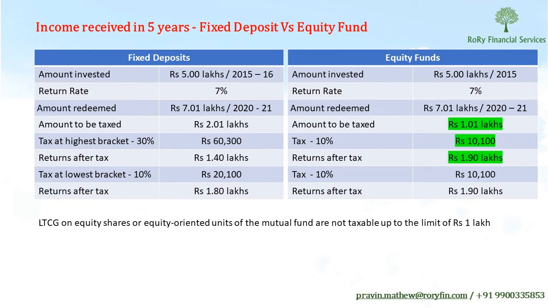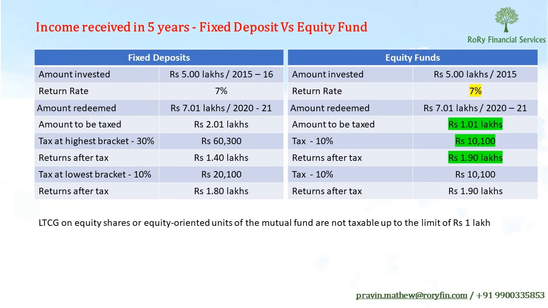Even if you're at the lower tax bracket, like I said, it doesn't matter which tax bracket you're at, but in a comparison also, you're taxed only 10,100 here vis-a-vis 20,100 in the fixed deposit example, and therefore your returns after tax goes up again.